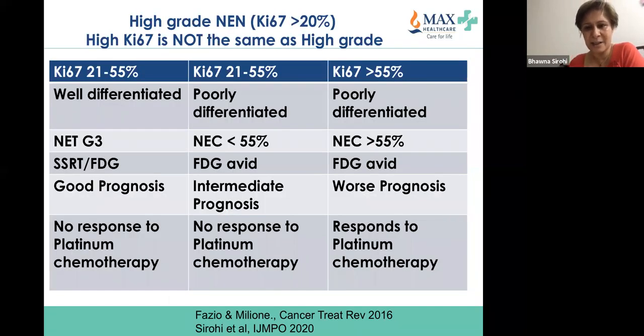This also has a clinical implication for us, because patients who are poorly differentiated with a Ki67 less than 55% respond better to capecitabine-temozolomide based chemotherapy. They do not respond well to platinum-based chemotherapy. If the Ki-67 is more than 55%, they are very likely to respond to platinum-based chemotherapy. So it has a treatment implication as well. Anything more than 20% is very likely to be FDG avid, but negative for somatostatin receptor imaging, which I'll talk about in a second.